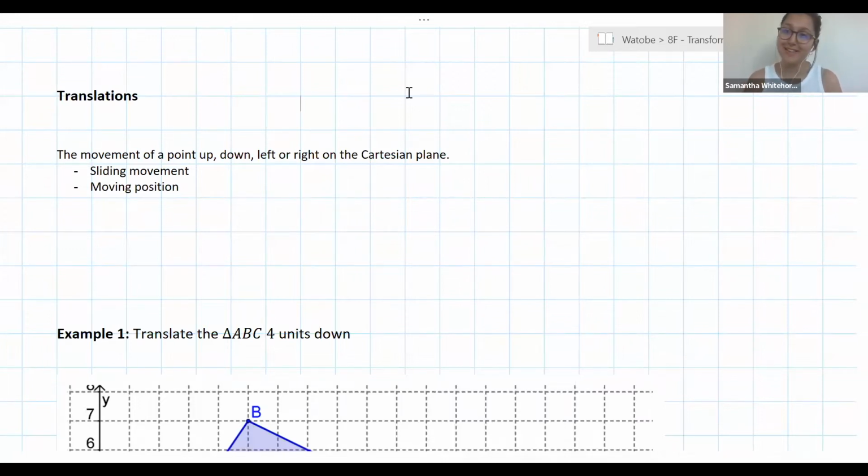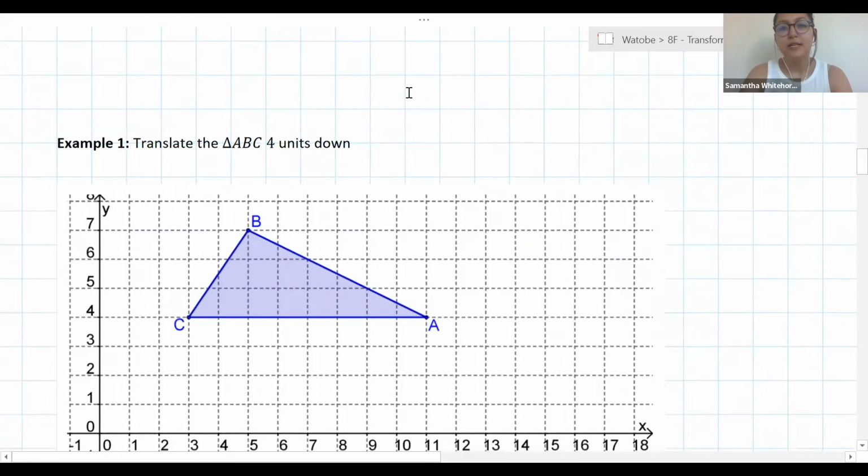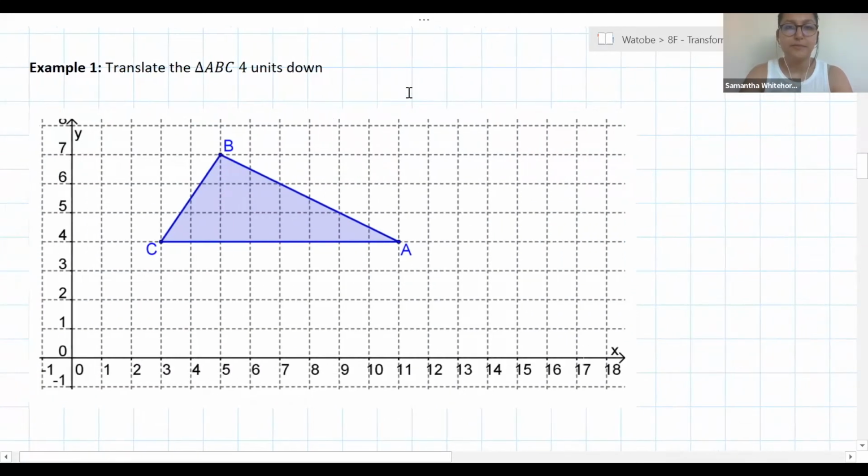I'm going to warn you now, I forgot to bring a ruler, so my lines are probably not going to be very straight as I draw. When you do these things, if you're drawing a shape, it needs to be with a ruler because it must be straight lines. I will do my absolute best, but just forewarning. Okay, let's have a look at our very first example.